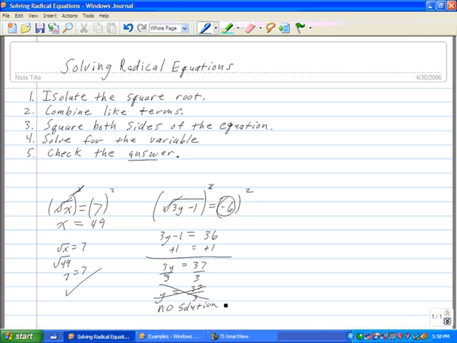So we need to make the comment that this has no solution. But again, it's not always this obvious. You always have to do a little bit of checking. All right, let's look at another one.